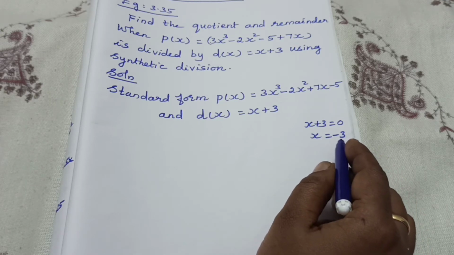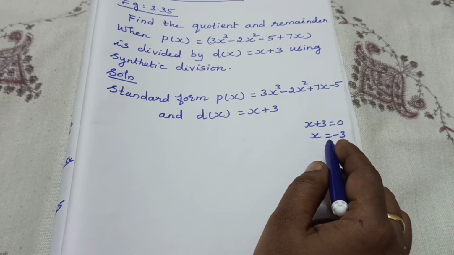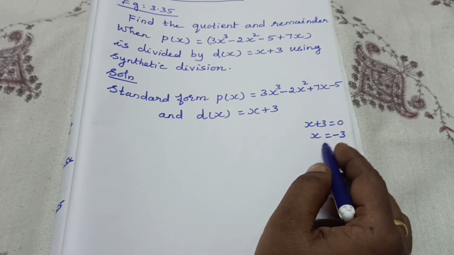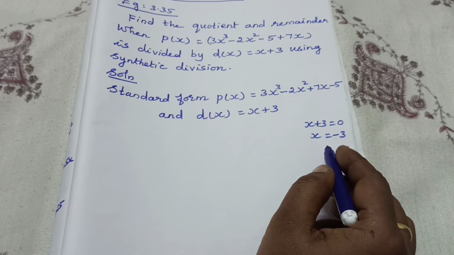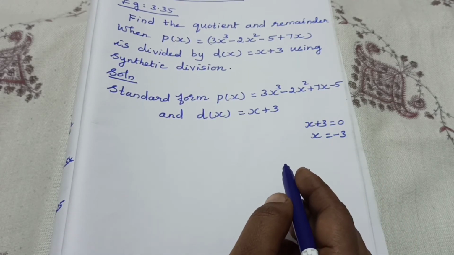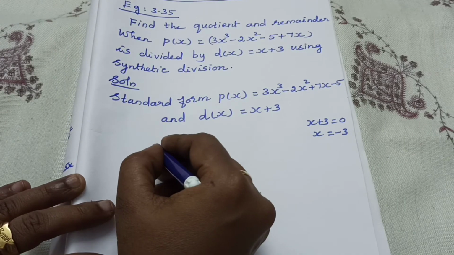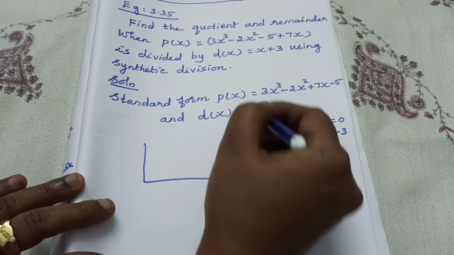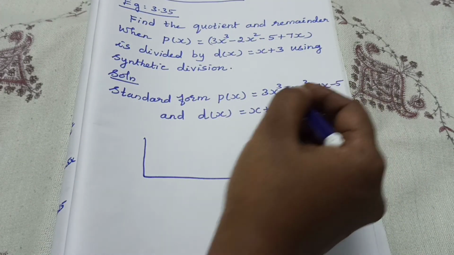X is equal to minus 3, isn't it? And then write the zero of the divisor, and then in front of this, the dividend in the first row. Okay, first we have to write like this. We have to write the dividend.